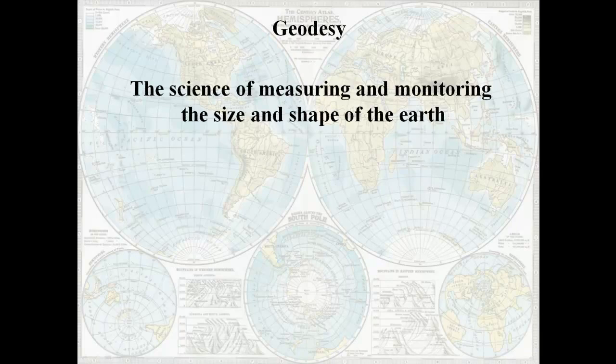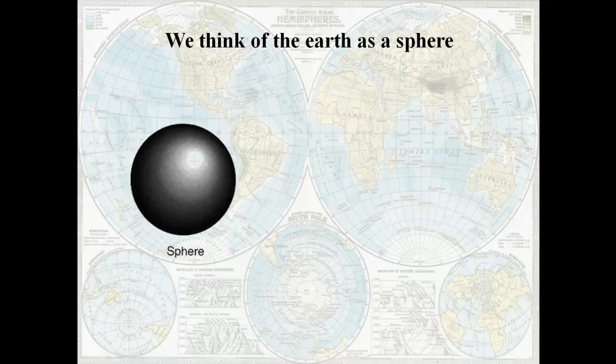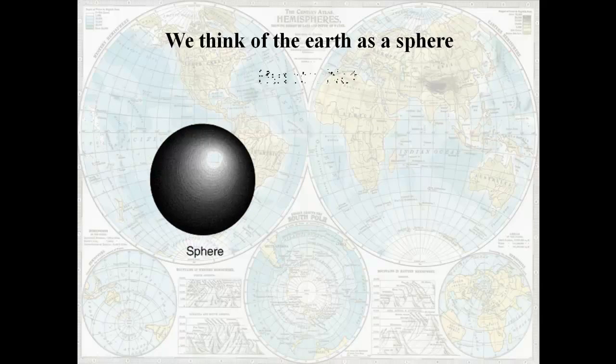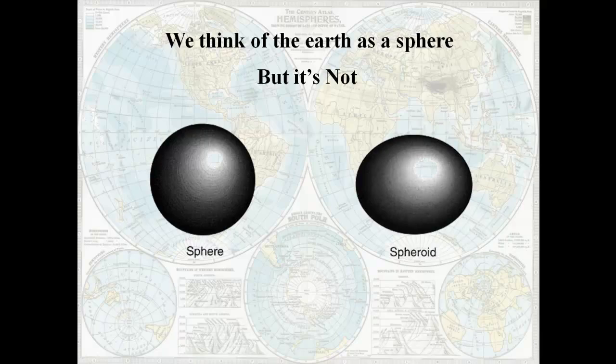Remember that we're going to need help from some scientists called geodesists, and they're the ones who are really good at measuring and monitoring the size and shape of the Earth. So we think of the Earth as a sphere, but it's not. It's what's called a spheroid.